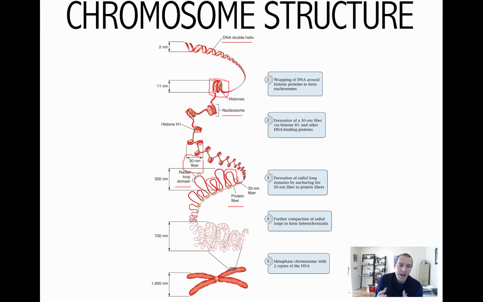We then can take that structure, which has a diameter of approximately 300 nanometers, so it's another level of compaction or organization. We can then take those radial domains, those radial loops, and we can then loop them again. So here we're looping them again to make a more complex level of structure together. So this is all about compaction.